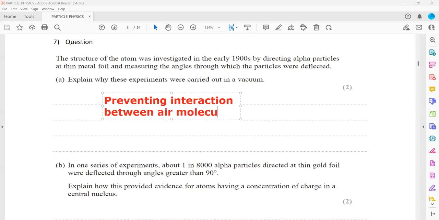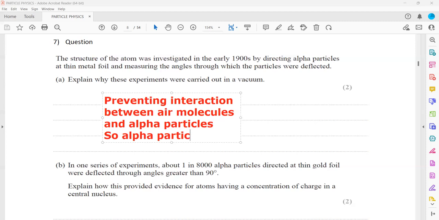Air molecules and alpha particles. And what is the reason why we want to prevent this? So alpha particles can reach the metal foil. Otherwise, if there is air present between the source of alpha particles and the metal foil, there is a possibility that alpha particles might not reach, or there might be a possibility that alpha particles might change direction.